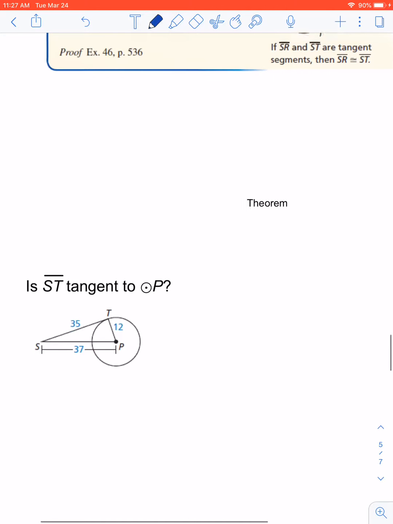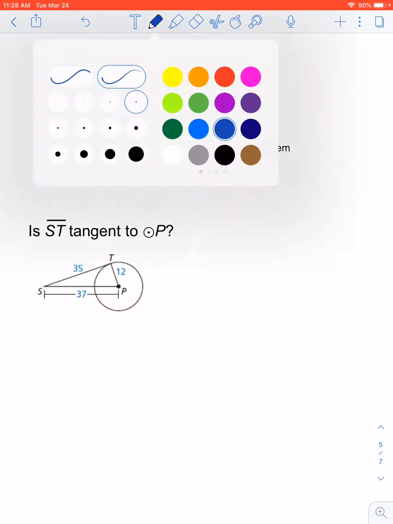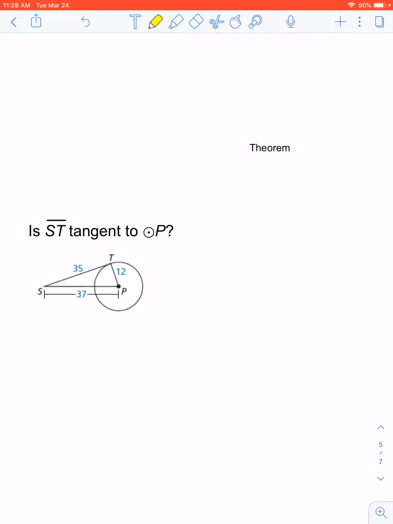All right, so how do we do our homework? They want to know if segment ST is tangent to circle P. In order to figure this out, I look at ST and I look at the radius, and those have to be perpendicular. How do I test if they're perpendicular? Well, this has to be a right triangle. If they're perpendicular, it should satisfy the Pythagorean theorem.